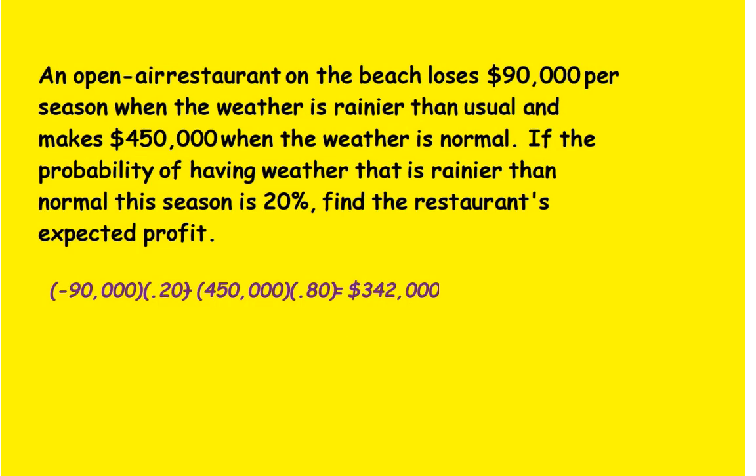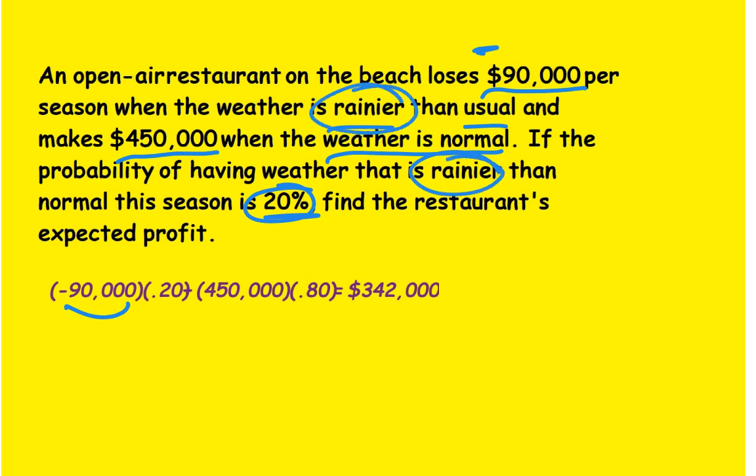An open-air restaurant on the beach loses $90,000 per season when the weather is rainier than usual, and makes $450,000 when the weather is normal. The probability of having weather that is rainier than normal this season is 20%. Find the restaurant's expected profit. So we're going to take this loss, which is negative 90,000, times the probability of rainier, which is 20%, so times 0.2. That's x times its probability, plus the profit, 450,000, times the probability that it's going to be normal. That would be 1 minus 0.2, so that's 80%. Add those up, and that's your expected profit, which is the same thing as your mean.